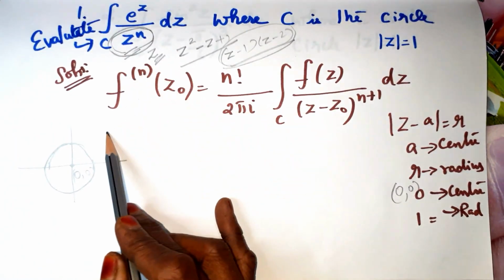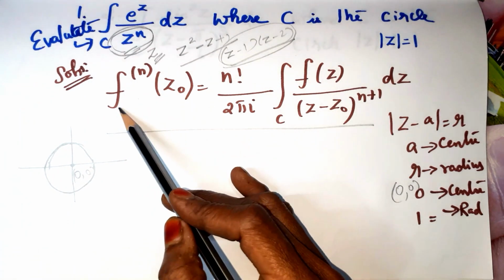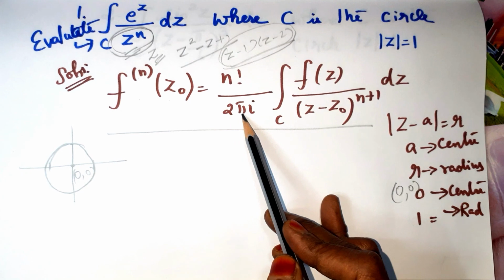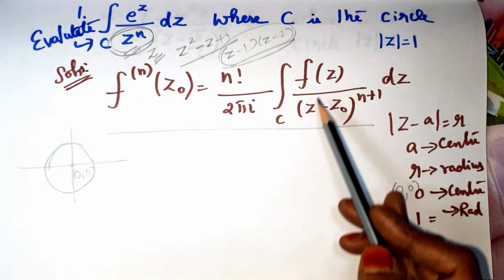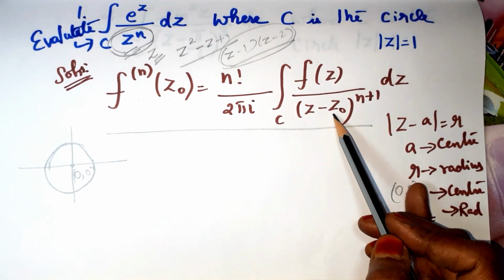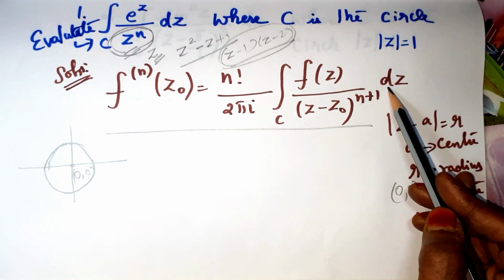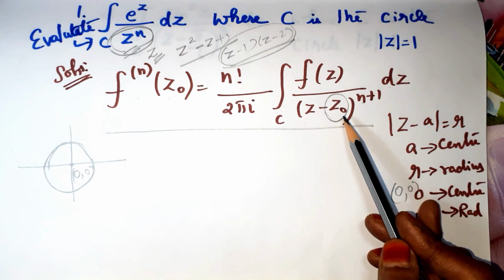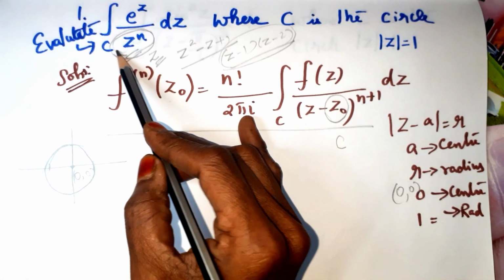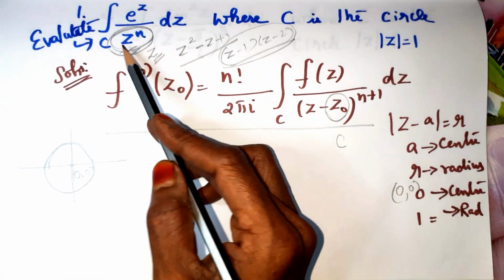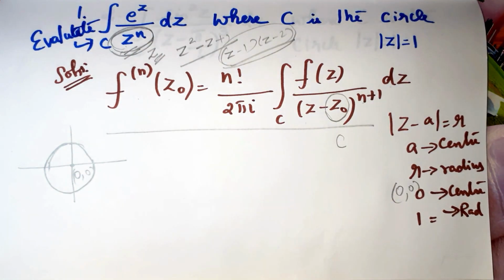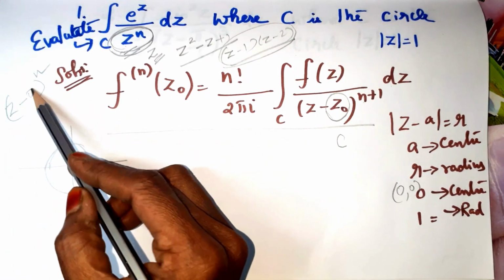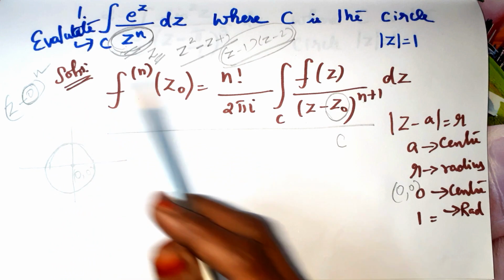For that only we have a general formula, nth derivative of f at z0 is equal to n factorial by 2 pi i integral over c f of z by z minus z0 the whole power n plus 1 dz. Here also z0 should be a point which lies inside the curve c. Okay, here in the denominator what we have is z power n. Z power n can be rewritten as z minus 0 the whole power n. So now the point z0 is 0.